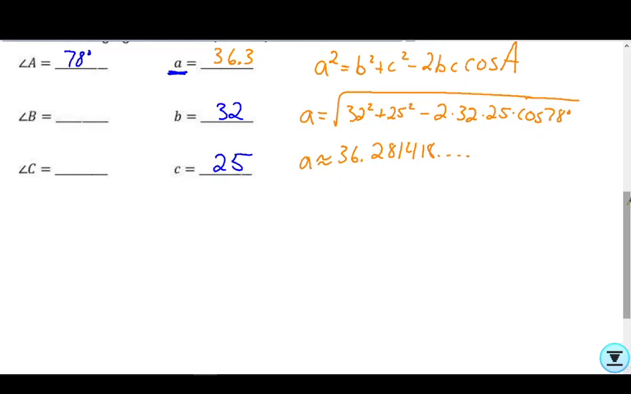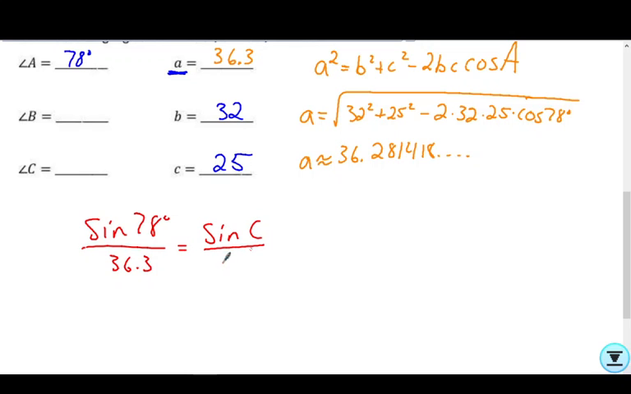At this point, I have to solve for angle B or C. Like I said before, since A is 78 degrees and 36 is the biggest side, that means my biggest angle is 78 degrees. So it really doesn't matter at this point which one you solve for next. I solved for C next. I used my ratio that I ended up with, and I found angle C next.